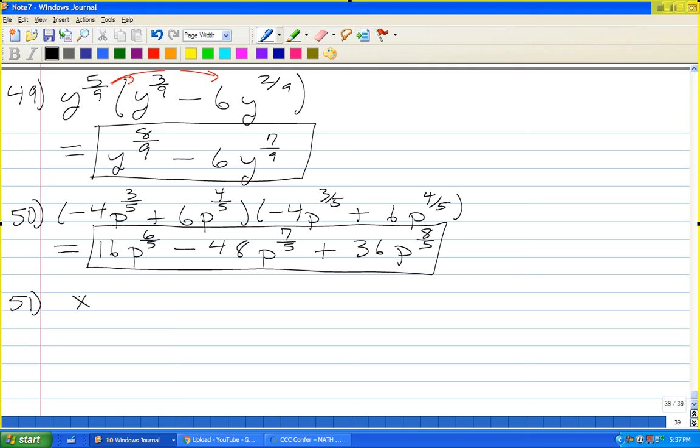x to the 4/3, x to the 6/5, over x to the negative 1/2. Okay, so let's multiply these together. Now notice that since I have a negative exponent, I'll bring it up to the numerator.